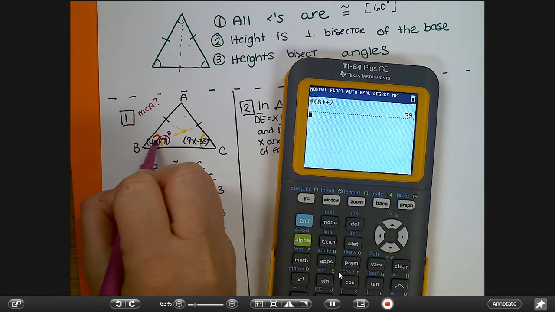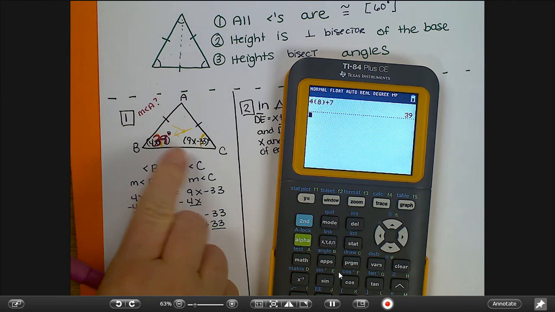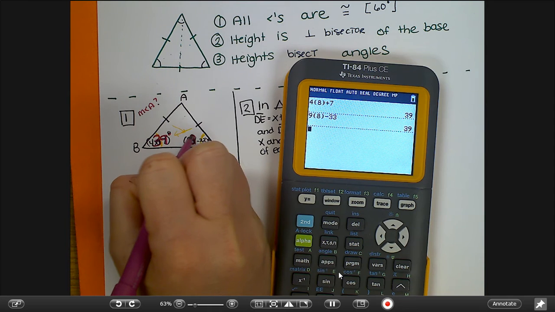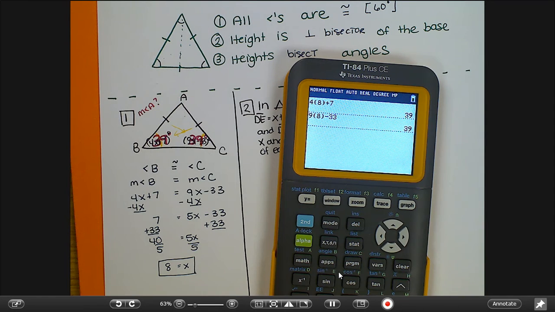Now hopefully we did everything right. And when we substitute 8 into our other angle, it also equals 39, which it does, which means we did our algebra correctly. But how could we figure out the measure of angle A?